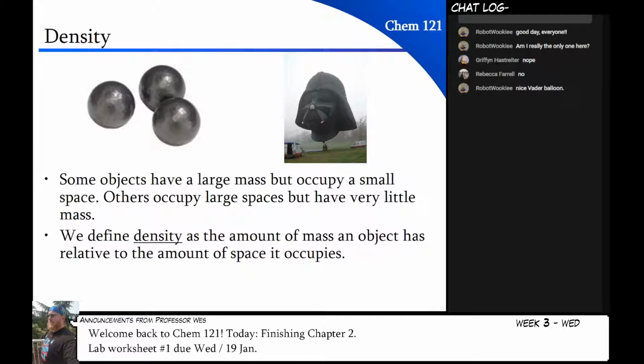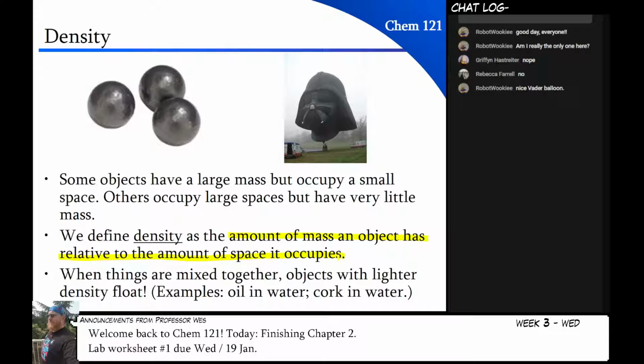I don't know if I could find it again, but we're going to define density as this definition right here. So density is the amount of mass something has relative to the amount of space that it takes up. There are two terms that are relevant to our equation here. One of them is mass and the other is volume. And so we can write this as a formula, which is on the next slide here.